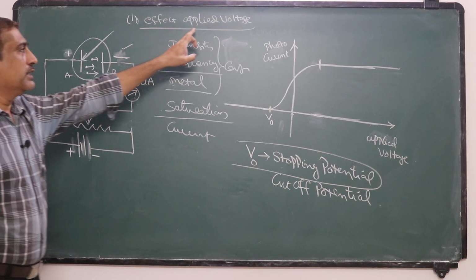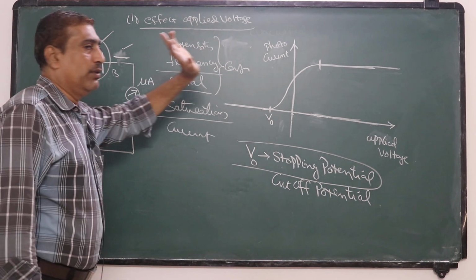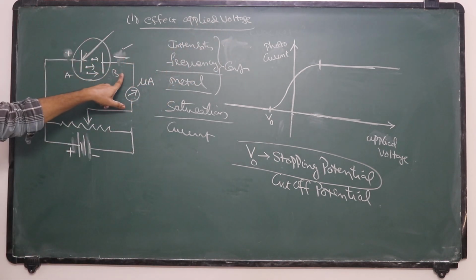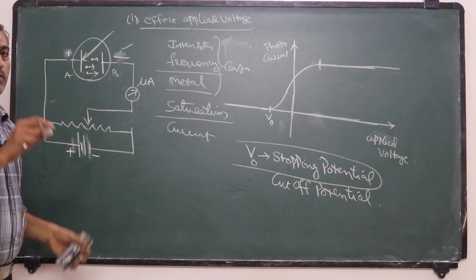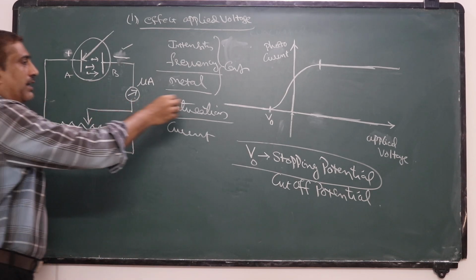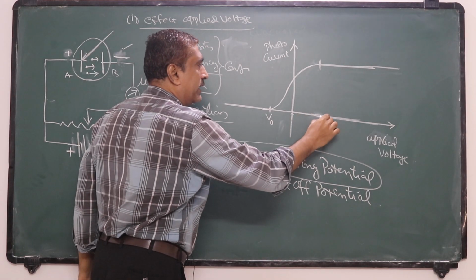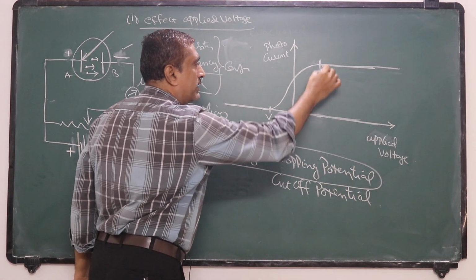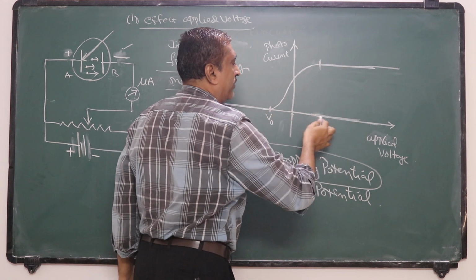Now we can study the effect of applied voltage. When B is at positive potential with respect to A, by slowly increasing the applied voltage, the current also increases with increase in voltage, and at a particular voltage this current becomes constant, and that is called saturation current.